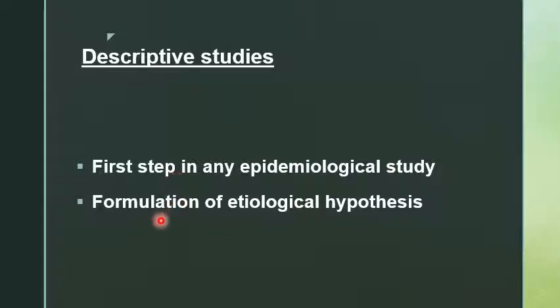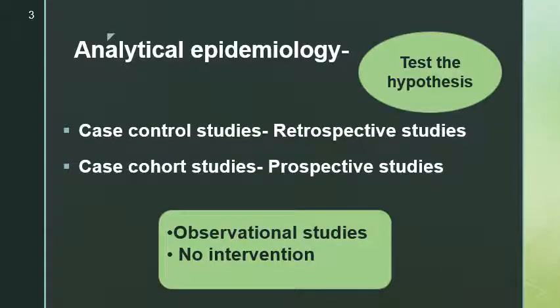After the descriptive study, we have formulated the etiological hypothesis. That means we have got a clue about the etiological factor and the disease. And to test this hypothesis, we need analytical epidemiological studies. That means we have to analyze the population.